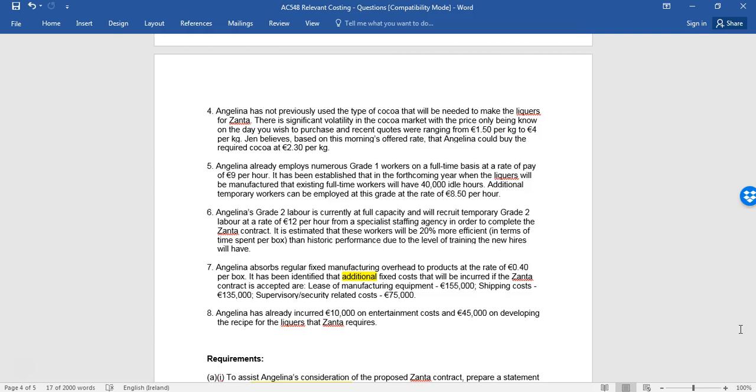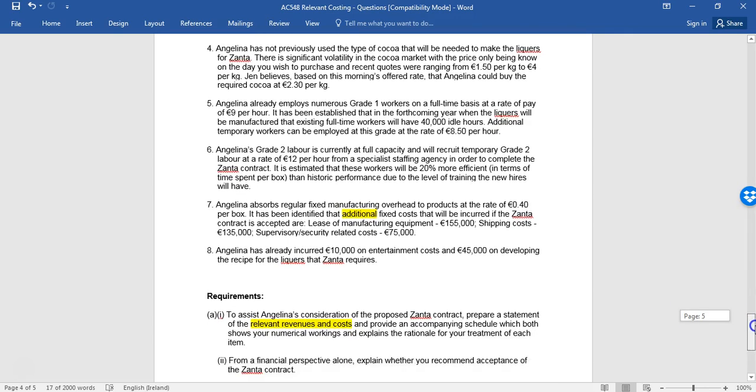So that was Angelina, a relevant costing question focused on both calculations from a financial perspective and also non-financial points.